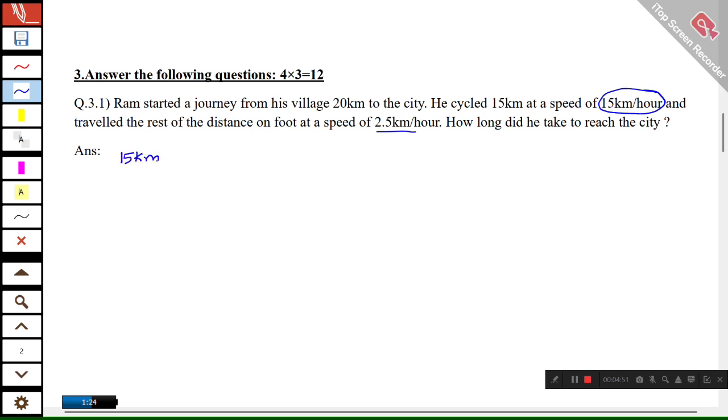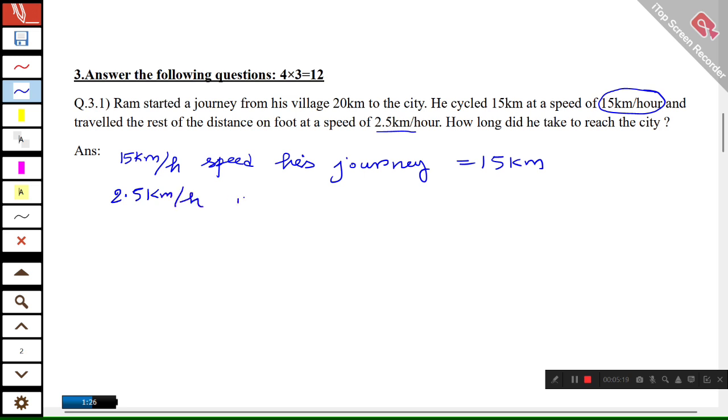So this speed, 15 kilometer per hour, his journey 15 kilometer and 2.5 কিলোমিটার পার আওয়ার এই স্পিডে তার জার্নি ছিল কত কিলোমিটার? Remaining মানে 20 minus 15, that means 5 kilometer.